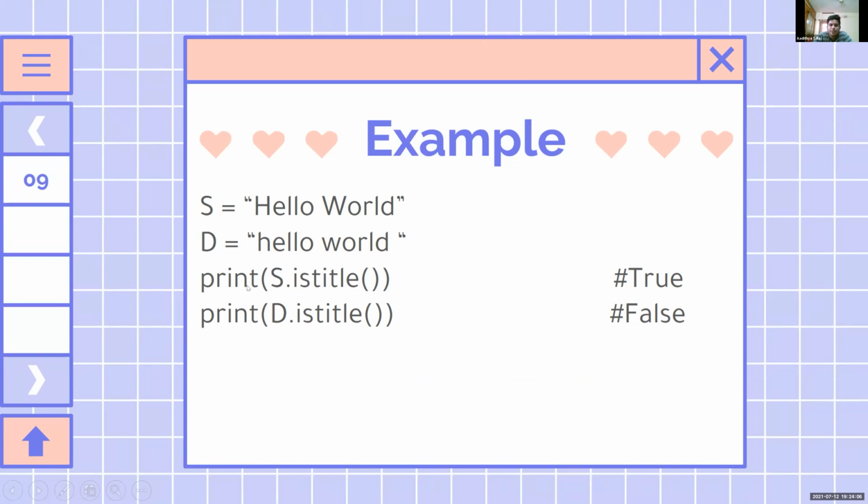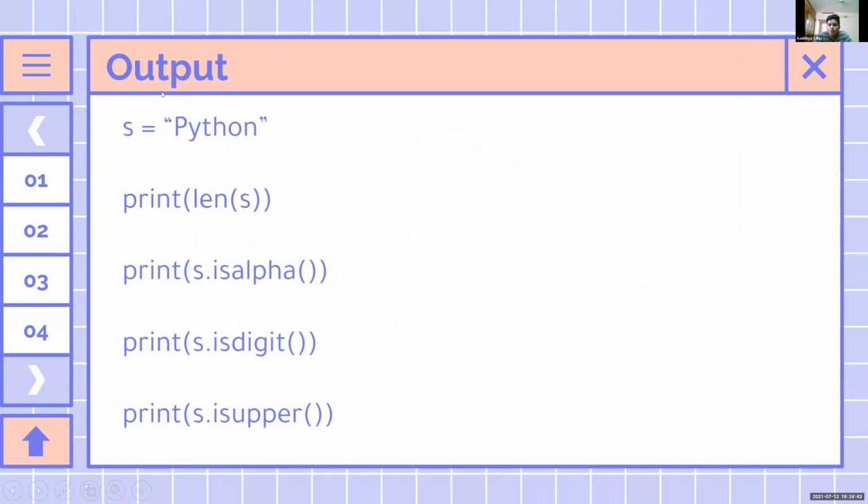So when we give the function print s.isTitle, it checks the value of the string in s. Here when it checks, it gets the answer that it is in title case, so it gives the output as true. And in the other print statement, print d.isTitle, it checks the value of the string in variable d. Here h and w are in lowercase, so it is not in title case, so it gives the output as false.